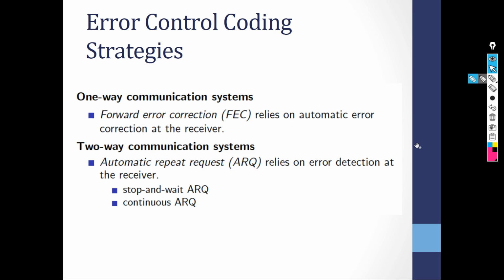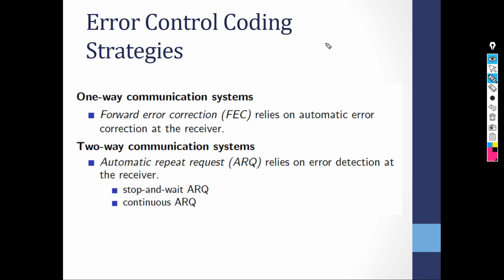There is no communication or feedback between the receiver and the transmitter, and this relies on automatic error correction. First, you detect and correct the bits. While if you have two-way communication systems, we use automatic repeat request, which relies on error detection and then tries to superimpose the packets and enhance their reliability. Let me give you an example.